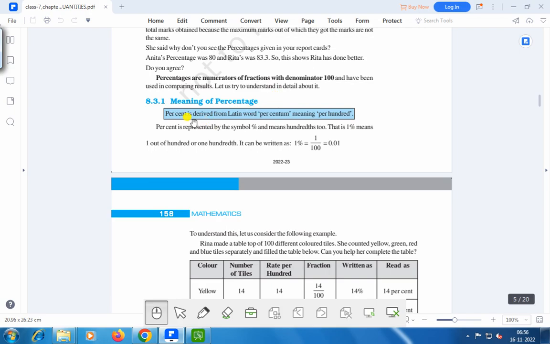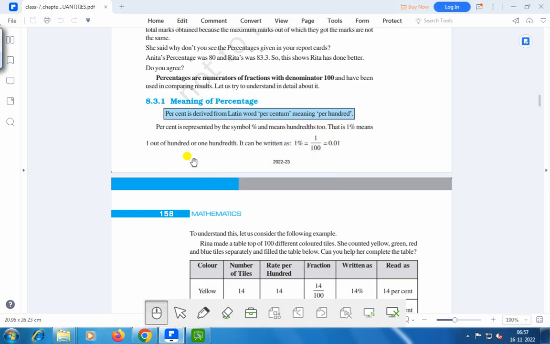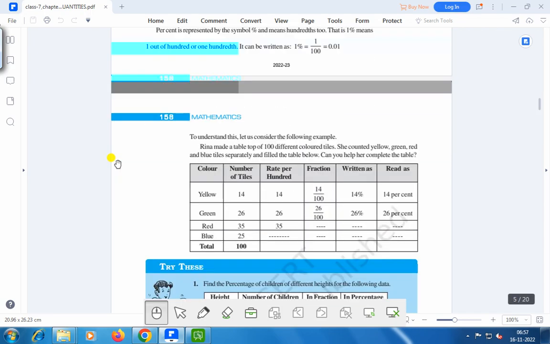Meaning of percentage. Percent is derived from the Latin word percentum, meaning per hundred. Percent is represented by the symbol % and means hundredths. That is, 1% means 1 out of 100, or one hundredth. It can be written as 1% is 1 by 100, or 0.01, right?